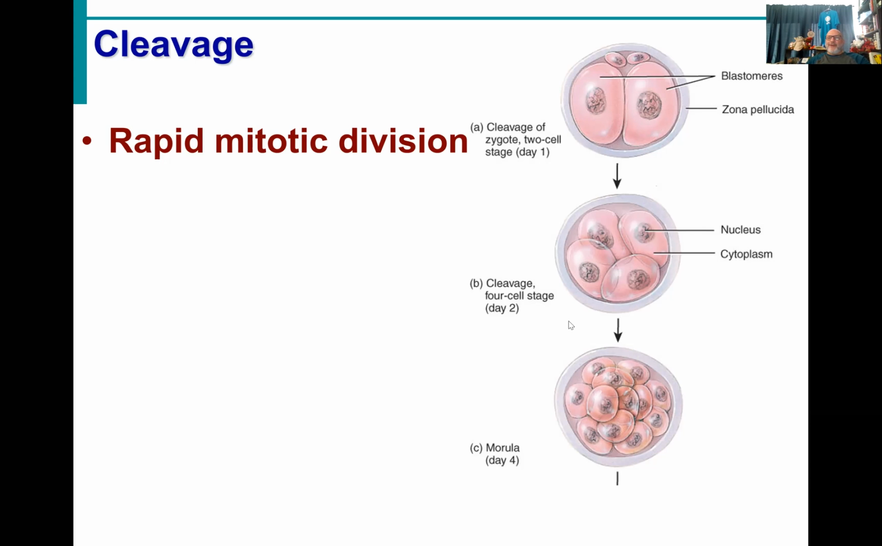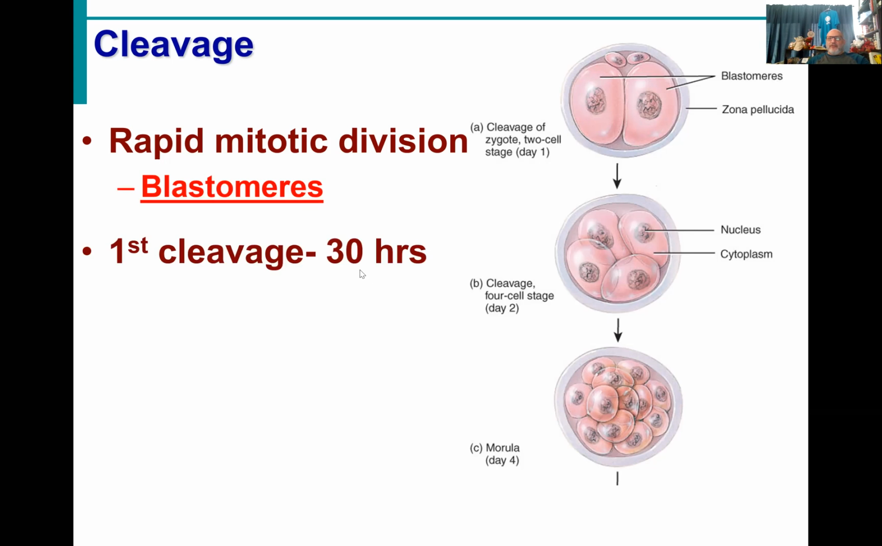So with these rapid divisions, we produce more cells called blastomeres, and you get more of these cells, but the cells get smaller. And that way, notice it all stays inside of that zona pellucida. After about 30 hours, this rapid division is what we call cleavage. Our one zygote divides to become two blastomeres. By day 2, our two blastomeres have divided to become 4.